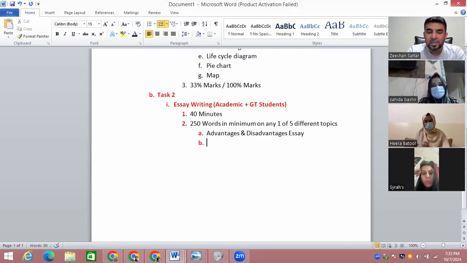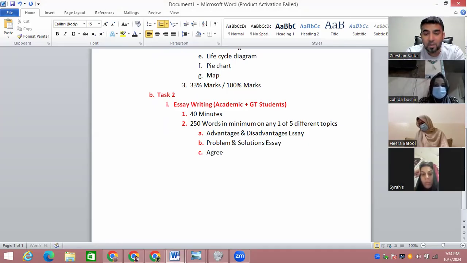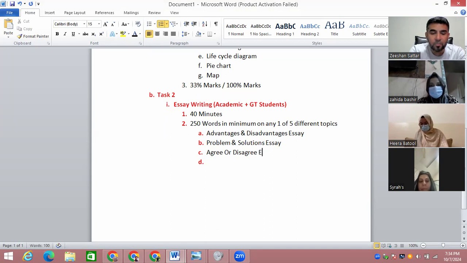Number 2, the second type of essay that can come in the exam, is the problem and solutions essay. The third type of essay that can come up in the exam is the agree or disagree essay.